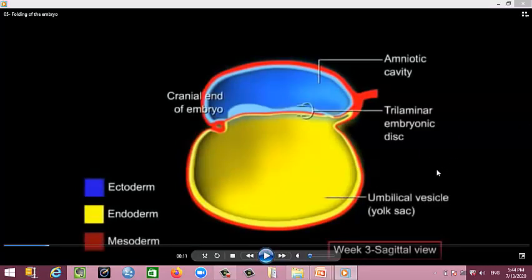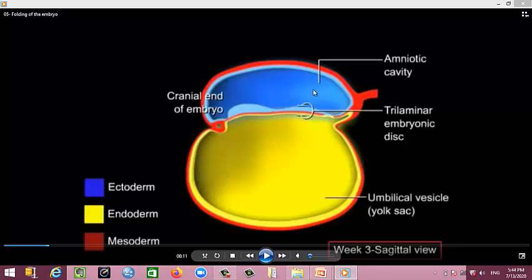Okay, so first of all, let's just get our bearings. We are looking at a sagittal section. Basically they've cut it from top to bottom, and you can see the length of the developing embryo. This is the trilaminar disc. You're looking at it from the side. Anything in blue at the top here is the ectoderm. Anything in red is mesoderm, and anything in yellow is endoderm.